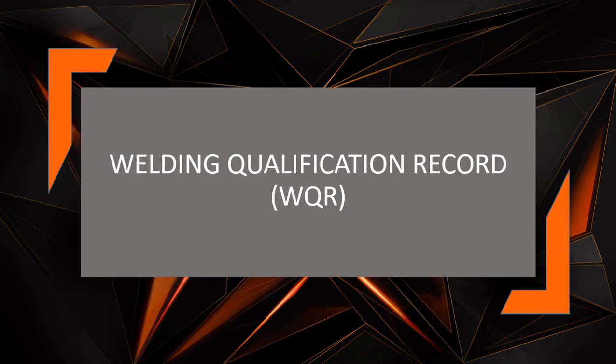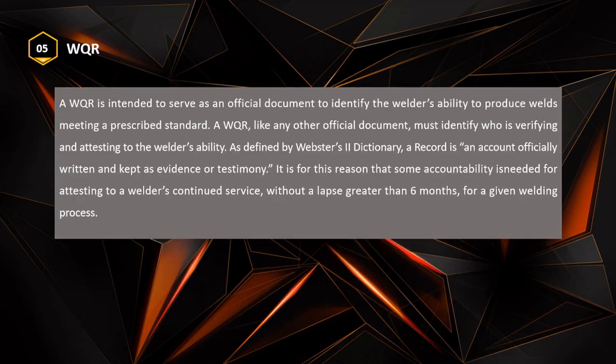Welding Qualification Record, WQR. A WQR is intended to serve as an official document to identify the welder's ability to produce welds meeting a prescribed standard. A WQR, like any other official document, must identify who is verifying and attesting to the welder's ability.